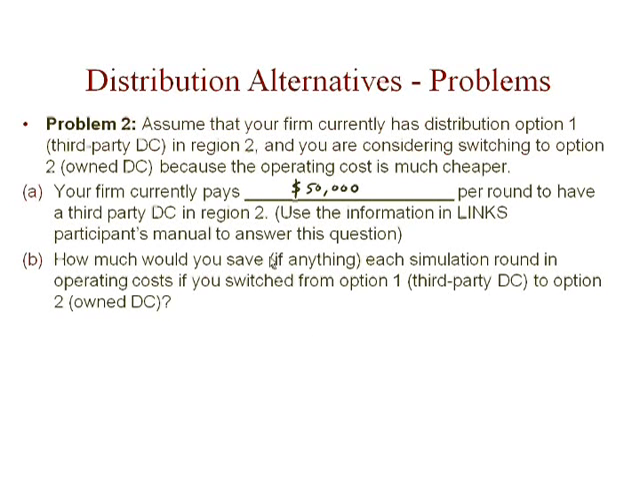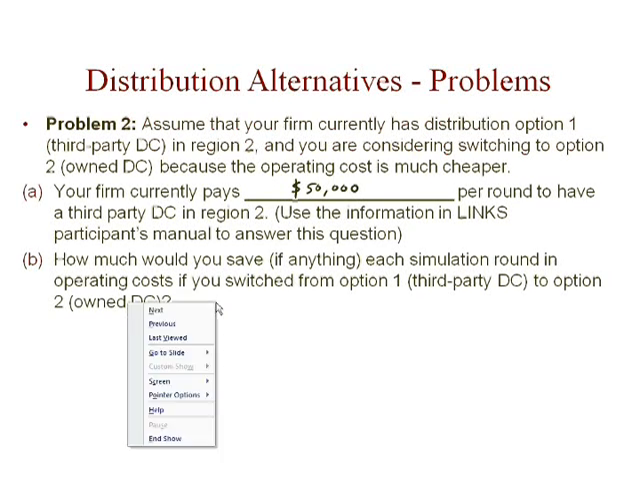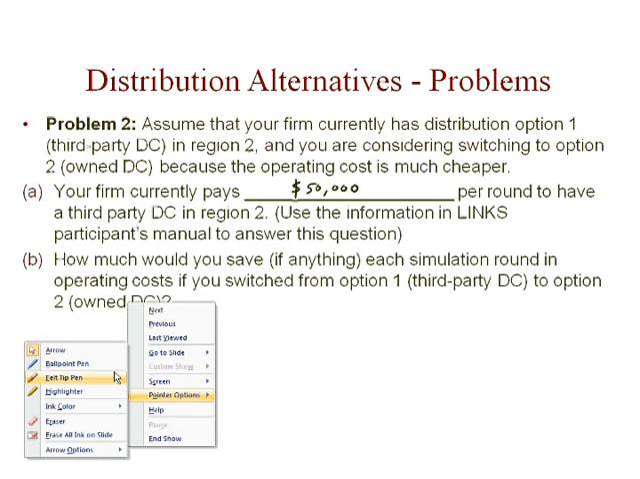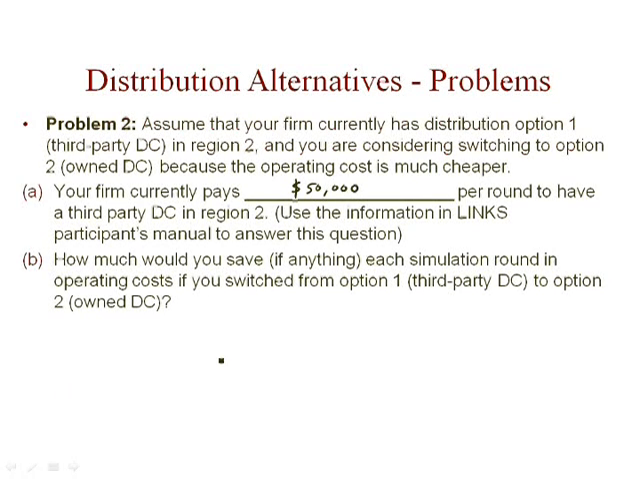So how much would you save, if anything, each simulation round in operating costs if you switch from option 1 to option 2? The answer would be 50,000 minus 25,000. So that's what you have here, which is $25,000 saving per round. So if you have 6 rounds of simulation run, you can multiply that with 25,000.